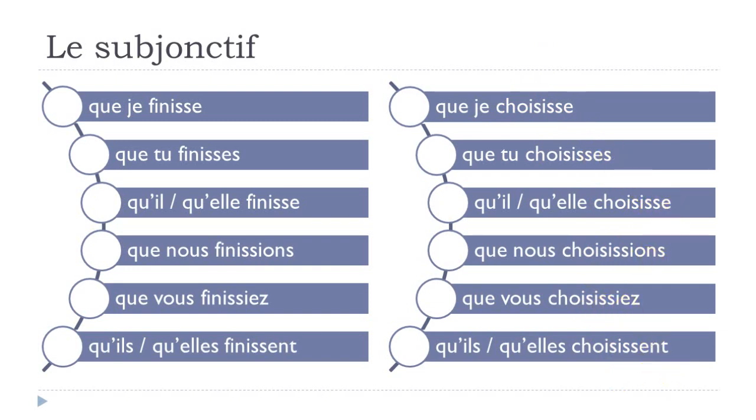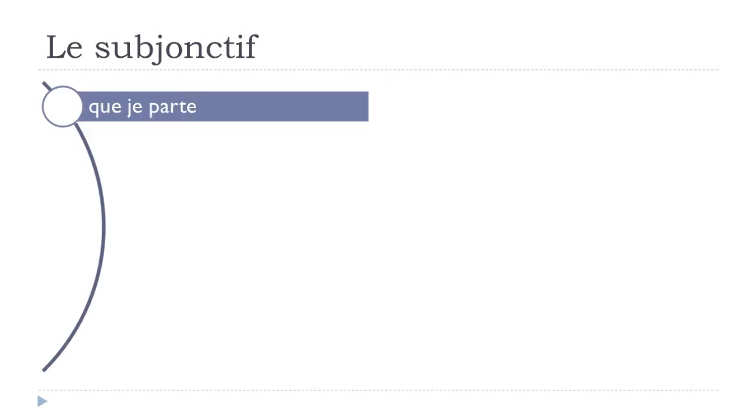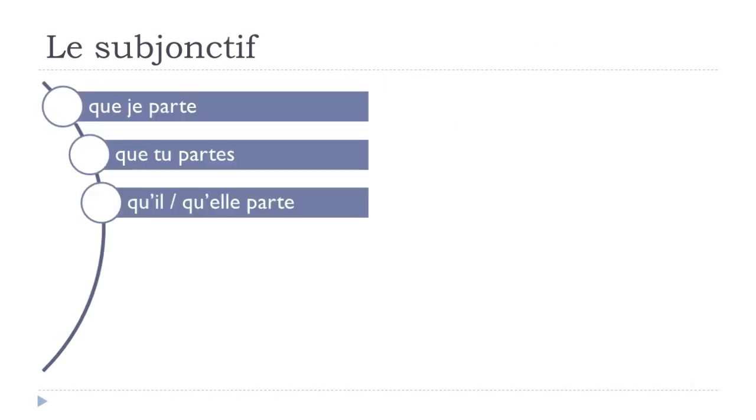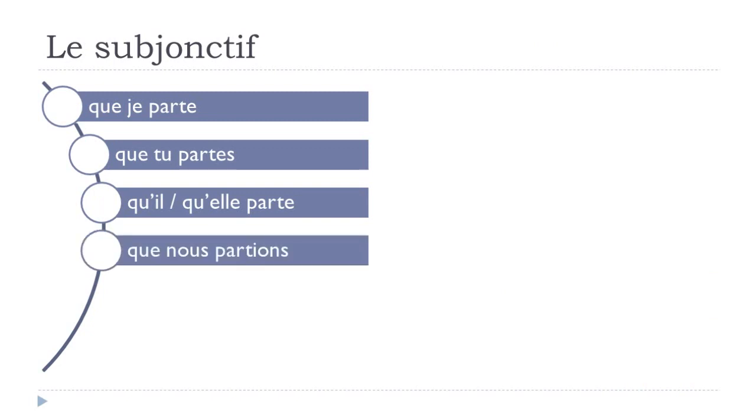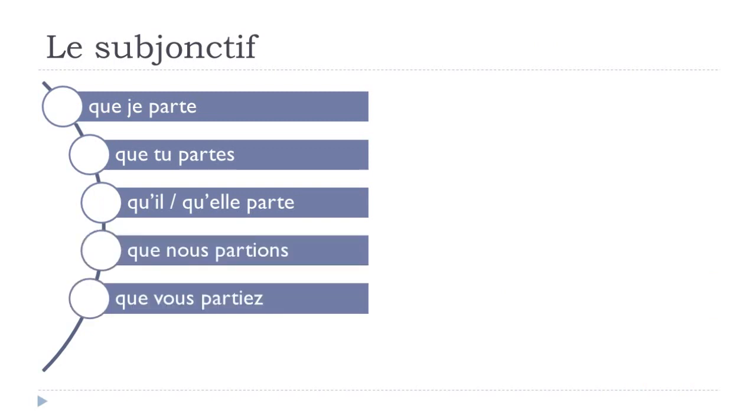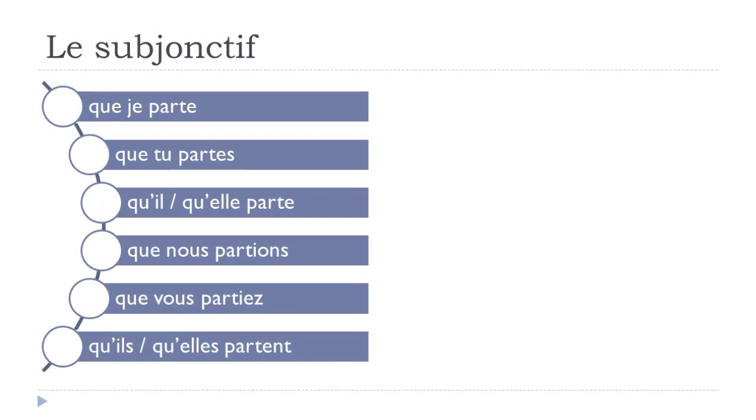All right. So third group now, and I took the verb partir, que je parte, que tu partes, qu'il parte, qu'elle parte, que nous partions, que vous partiez, qu'ils partent, qu'elles partent. Same thing here, not really difficult because anyway, it is exactly the same form. You just need to add the endings at the end. Parte, partes, parte, partions, partiez, partent.